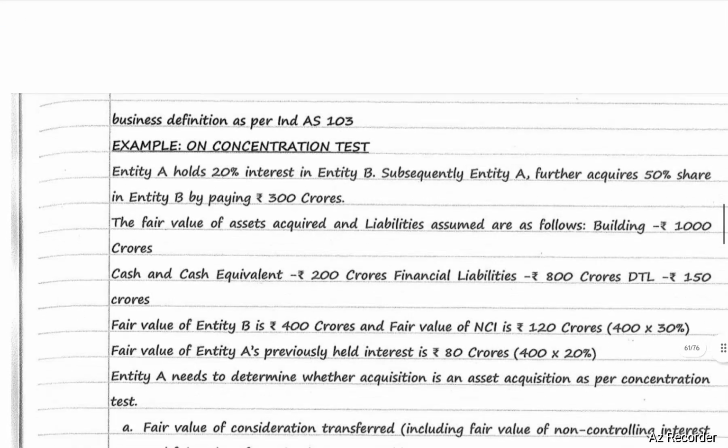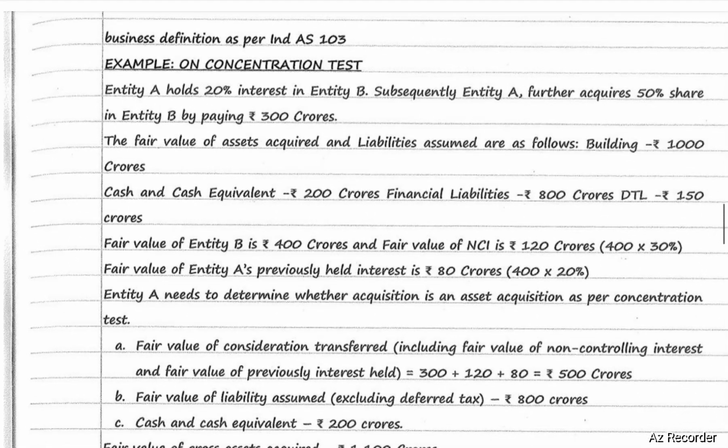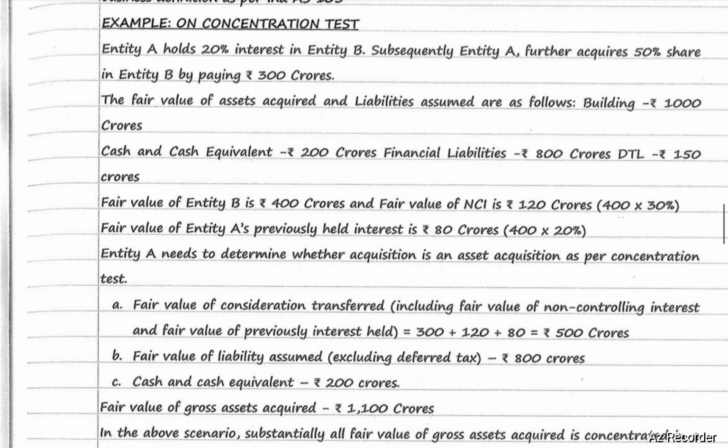Example on concentration test. Entity A holds 20% interest in entity B. Subsequently, entity A further acquires 50% share in entity B by paying 300 crores. The fair value of the assets acquired and liabilities assumed are as follows. Building 1000 crores, cash and cash equivalents 200 crores, financial liability 800 crores, deferred tax liability 150 crores, fair value of entity B is 400 crores, and fair value of non-controlling interest is 120 crores.